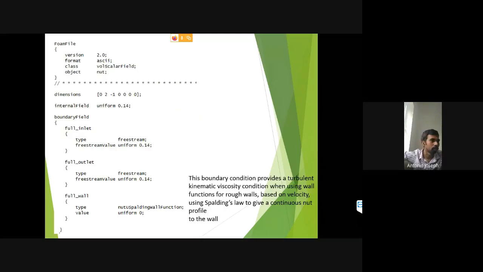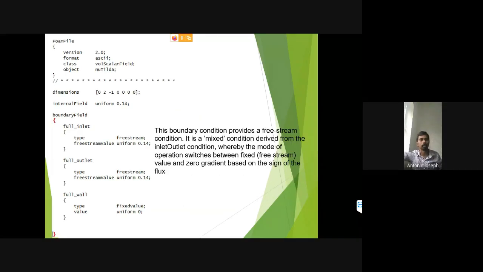One more thing. In the case of nu tilde, we are giving the inlet condition as free stream, and the value is assigned initially as 0.14. It's a free stream value. The outlet is also free stream, that's free to flow. Then the wall is a fixed value because the no-slip condition is given at the boundaries. The velocity is zero over there, so there won't be any flow. So the value is given as 0.